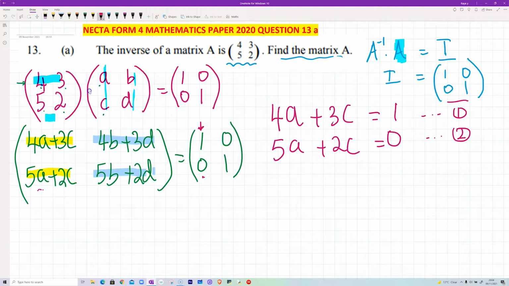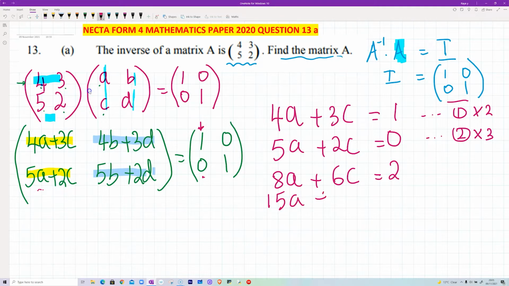I'm going to eliminate my C's by making the coefficients of C the same. In order to do that, I need to multiply equation 1 by 2 and equation 2 by 3. So I get 4 times 2 is 8A plus 3 times 2 is 6C equals 1 times 2 is 2. For the bottom one, 5A times 3 is 15A, 2 times 3 is 6C, and 0 times 3 is 0.